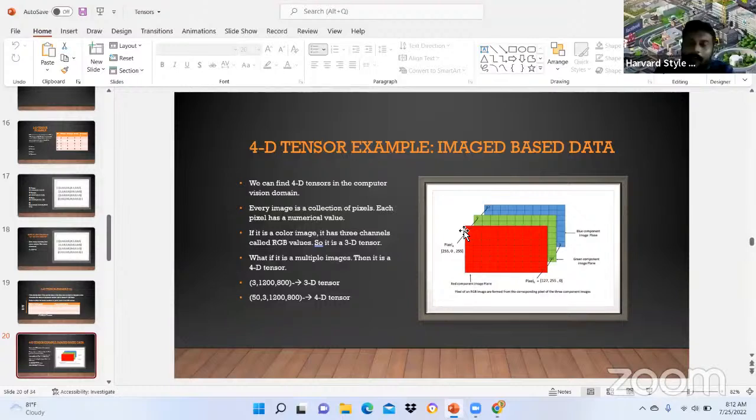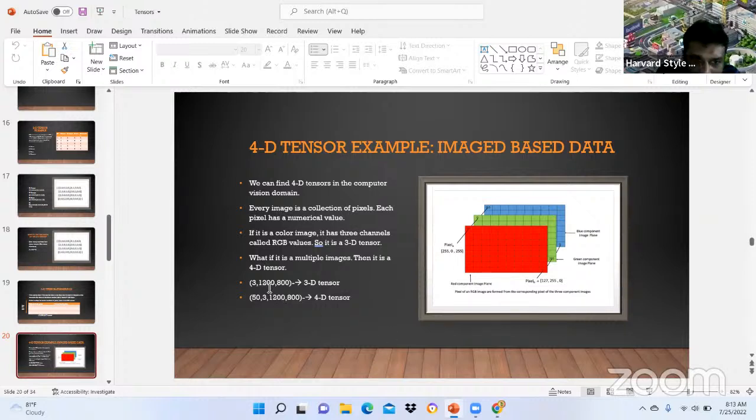So what will happen? You will get the red channel this way. Red is one matrix, green is another matrix, and blue is another matrix. That means one color's pixel values form one matrix, guys. If you want another color, you need another matrix. For RGB, you have to have three matrices. Multiple matrices means, guys, it is a 3D tensor.